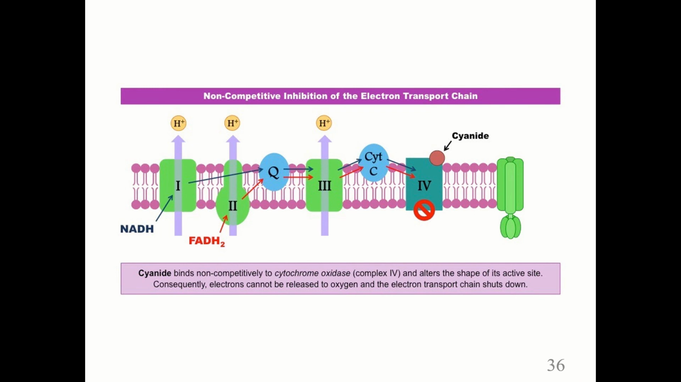This is the illustration of cyanide. It is complex 4 that it binds to. And so if cyanide binds noncompetitively to complex 4, it will alter the shape of its active site. Consequently, electrons cannot be released to oxygen and the electron transport chain shuts down.